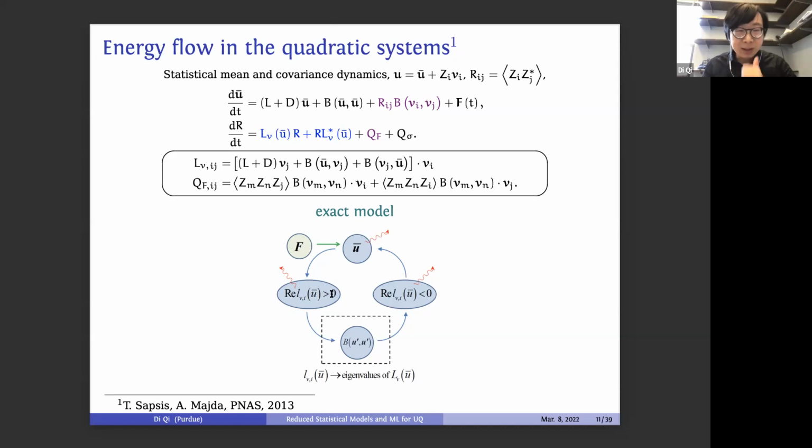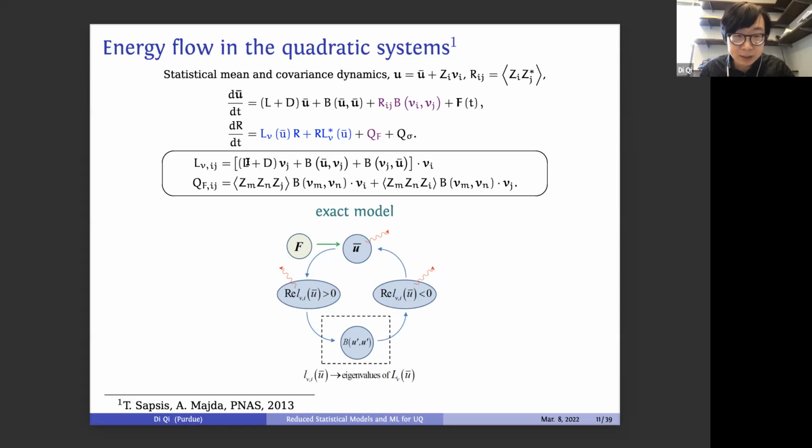Now, let me introduce the ideas for the reduced order model. But first of all, let us look at the true energy mechanisms in such a system in the mean and covariance dynamics. And this diagram is just a very crude illustration of the energy flow in the system. So first, we look at the mean equation. The forcing injects energy in the mean, and then the mean and the covariance at the starting time are coupled through this quasi-linear operator.